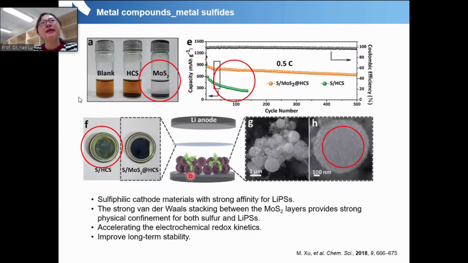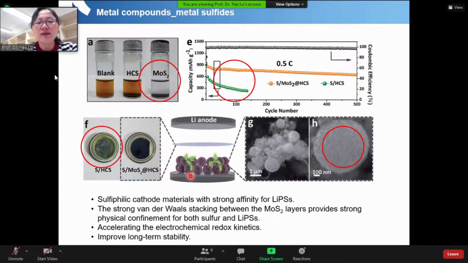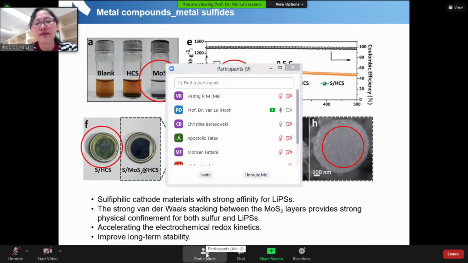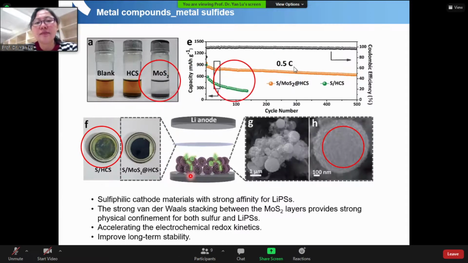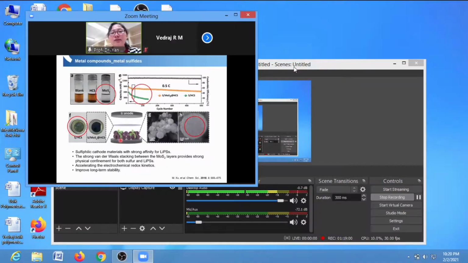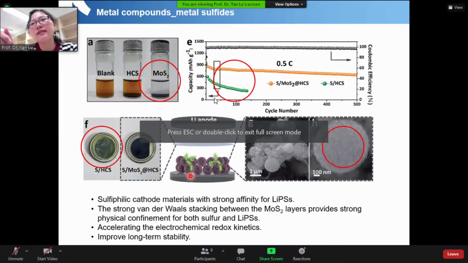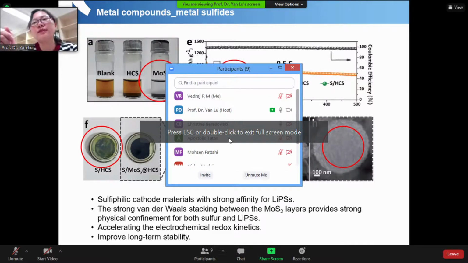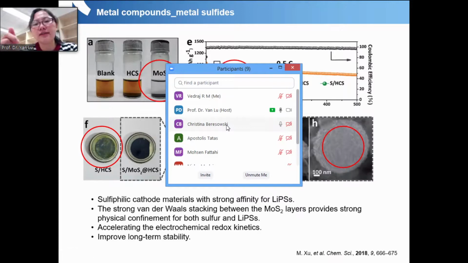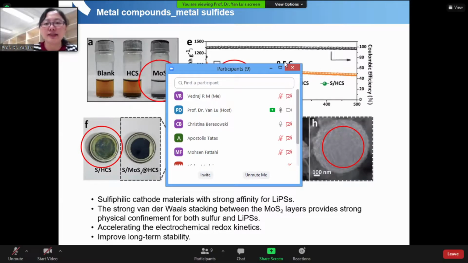People believe that instead of only this strong chemical confinement, there is also an electrochemical catalytic behavior from the molybdenum disulfide. They believe molybdenum disulfide can work as a catalyst for this redox reaction. So it can shorten the time for the generation of polysulfide, and this can, of course, reduce the possibility of the dissolution of polysulfide. So this is also another possible reason for such a metal sulfide system.